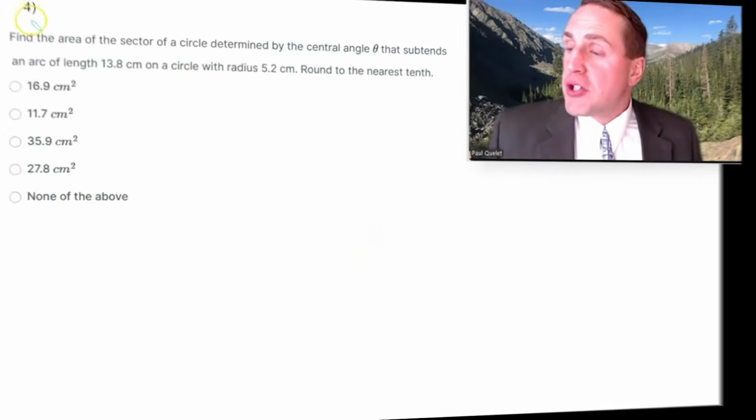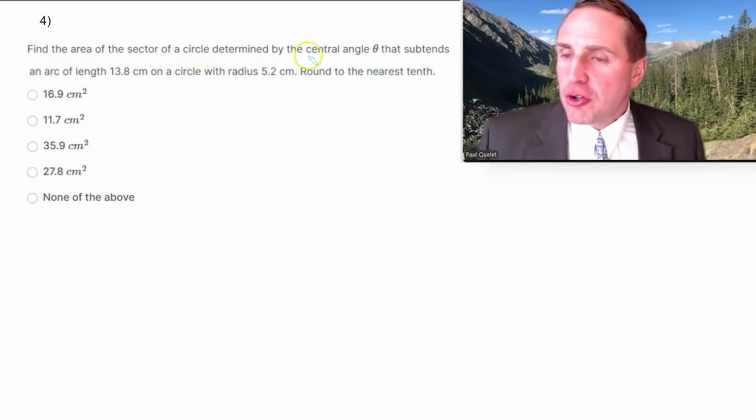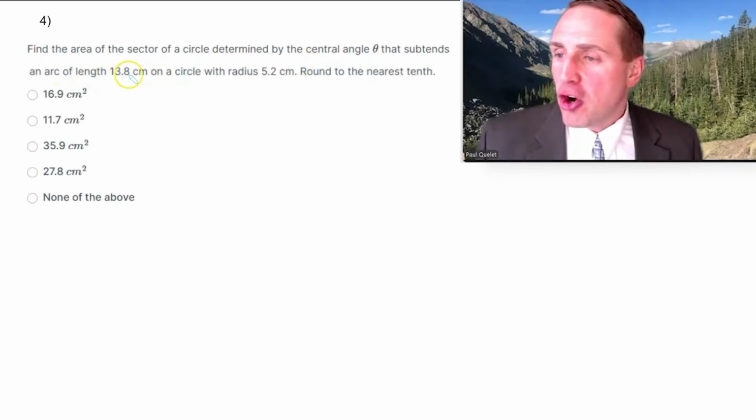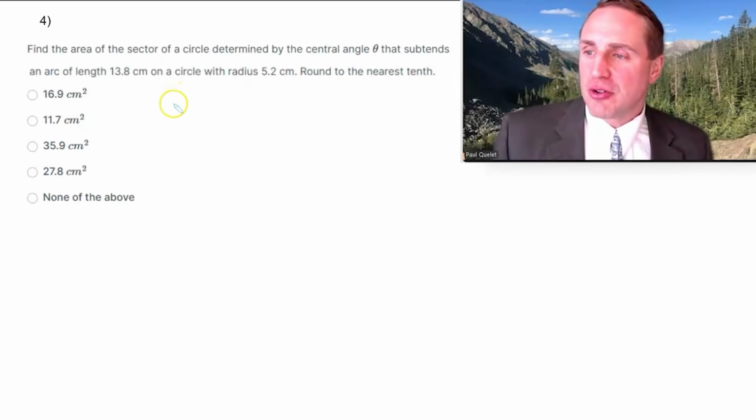Let's move on. Let's look at number 4. It says, find the area of the sector of a circle determined by the central angle theta that subtends an arc of length 13.8 centimeters on a circle with radius of 5.2 centimeters, round to the nearest tenth. So I'm going to find the area of this sector.